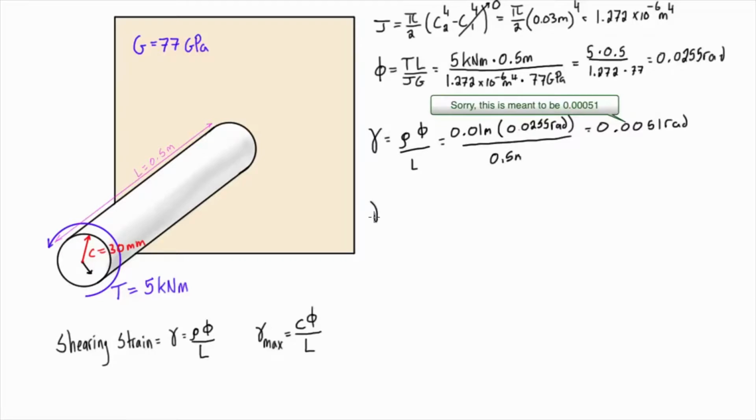We can even put a little subscript here, like 10 millimeters. If we wanted to take the shearing strain, let's say 2/3 of the way out, so 20 millimeters, we're going to be using the exact same formula. We have rho times the angle of twist over L. So for this part, we're going to have 0.02 meters times all that same stuff, 0.0255 radians. And we'll divide that again by L because we're looking at the same section here with that given angle of twist.